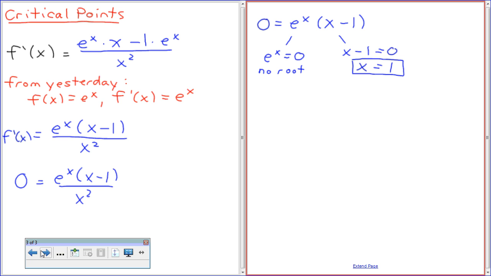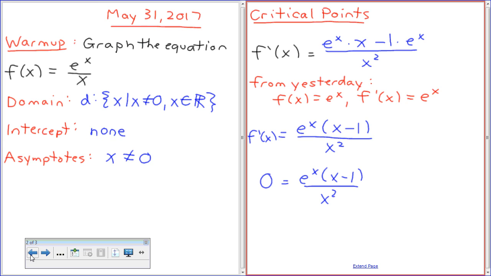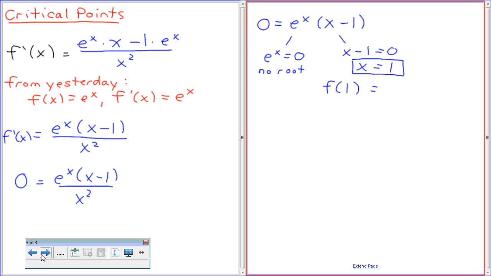Actually, while I'm here, we might as well do f of 1 too. F of 1 should be e to the 1 over 1, which equals e. So my point is going to be 1 comma e. Did I get that right? I think I got that right. Can somebody confirm that for me? Yep. Good.